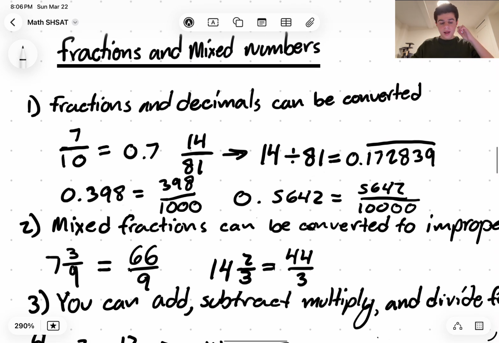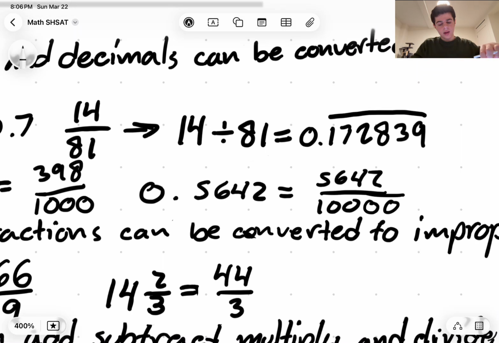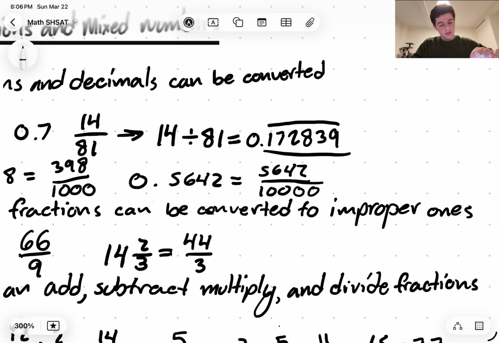And here we have another more complicated example, 14 over 81. The reason I put this here was to show you that you don't have to have a really clean denominator like 10 or 100 or 1,000 in order to figure out how to convert. This always works. To convert this to a decimal, you do 14 divided by 81, and that is equal to 0.172839 repeating, meaning that it goes on forever. There are some types of problems on the SHSAT that need you to think about repeating decimals. We'll get to that at a later date.